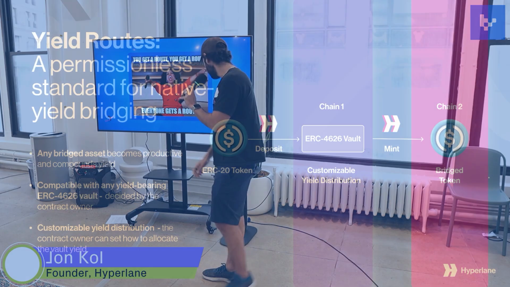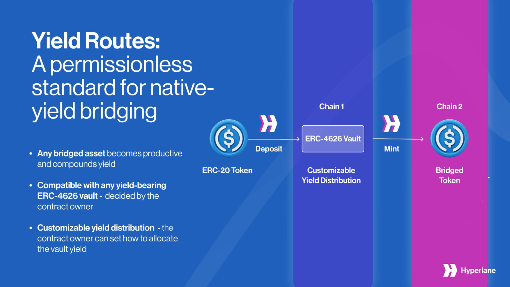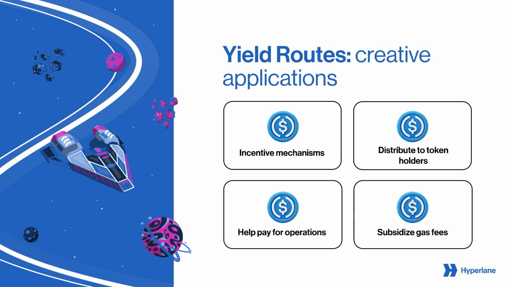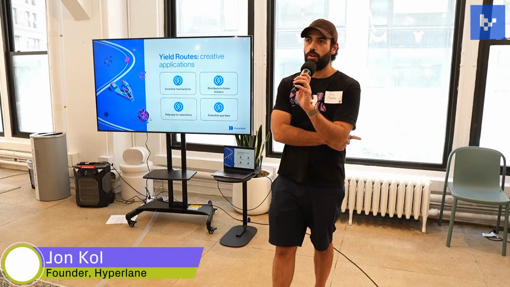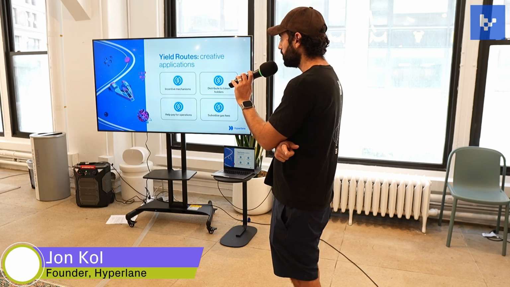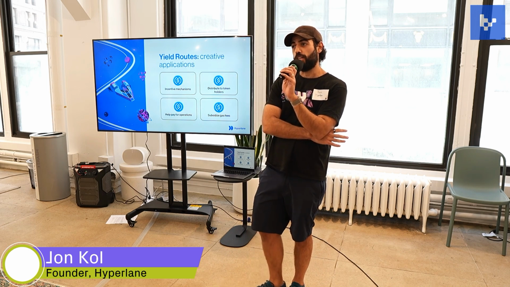And so now, once again, we've done that with the concept of yield routes. Oh, sorry, I should have probably gone here first. So what can you do with this? Well, what we've seen people use it for so far is to either distribute that yield directly to token holders and just tell them, hey, now you've earned it, it's yours. Others are using it to help pay for their operations and create more incentive mechanisms on their chains. And others are using it to simply subsidize the gas. So they're planning to not charge any gas fees on their chain and cover it on behalf of their users.